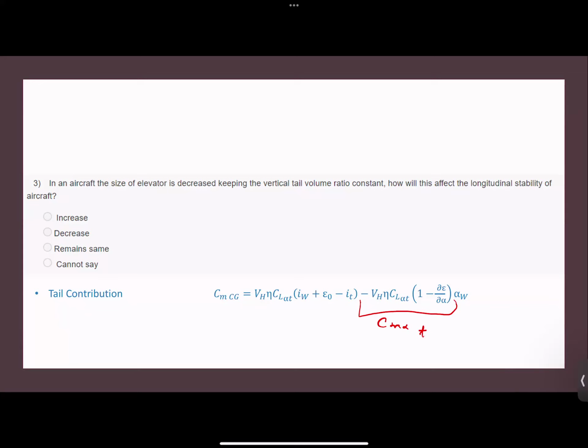So when they say that the size of the elevator is decreased, but the horizontal tail volume ratio is remaining constant, then nothing in this term changes, and hence the stability remains the same.